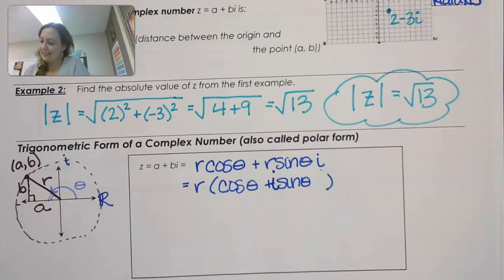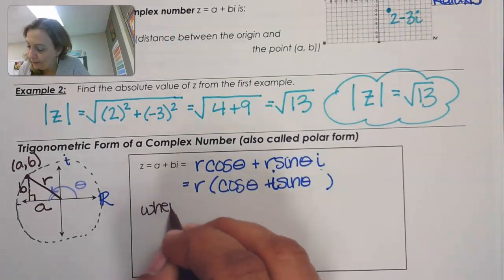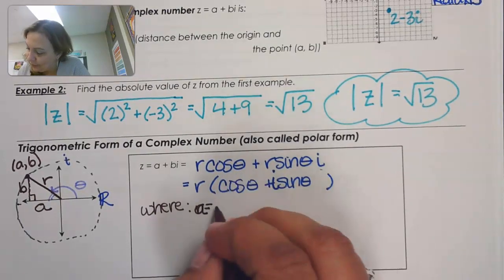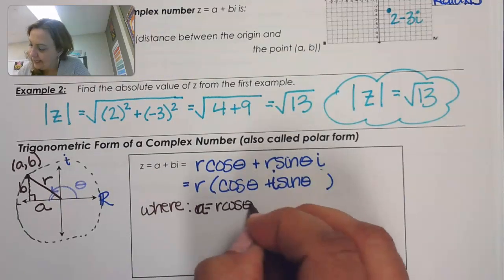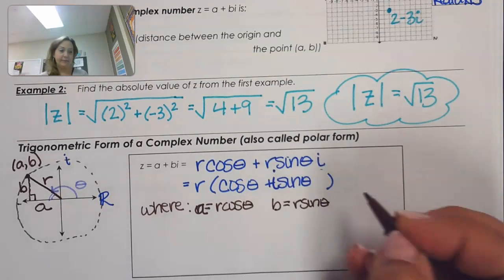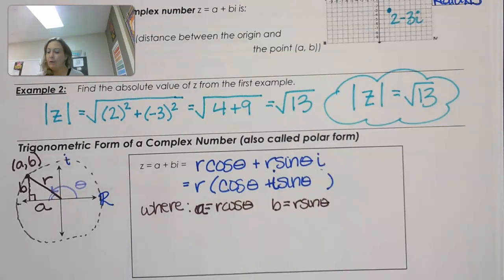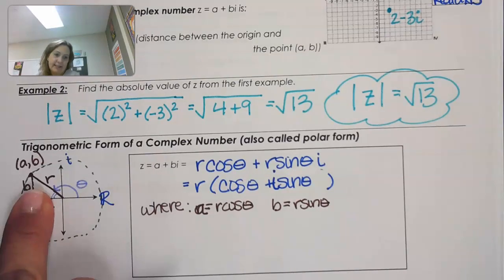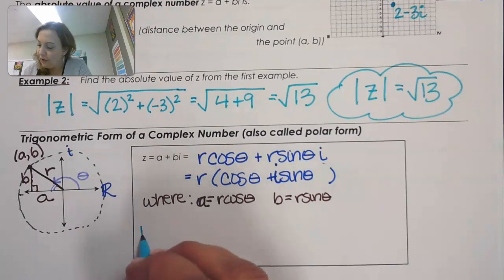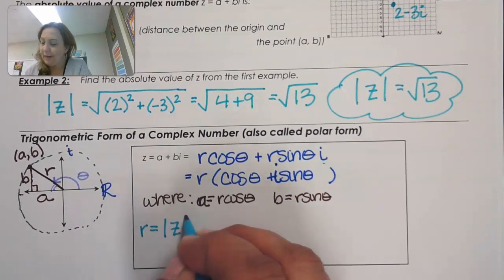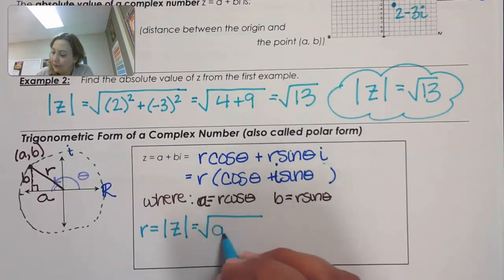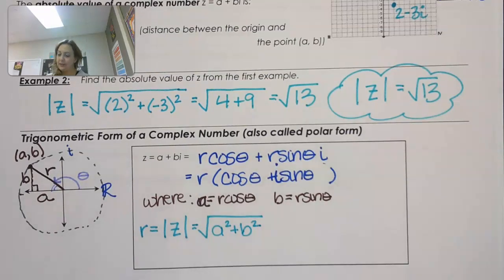And again, in this case, this is where A equals R cosine theta, and B is going to be R times the sine of theta, okay? And when we think about what R is, that's the distance from the origin to that specific point. So we know that our R is really our absolute value of Z, which above we said was going to be the square root of A squared plus B squared.